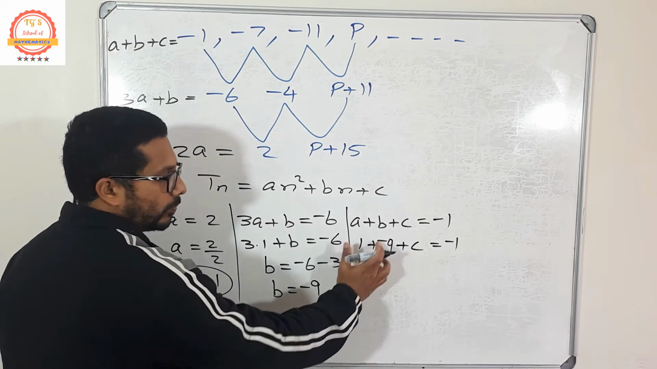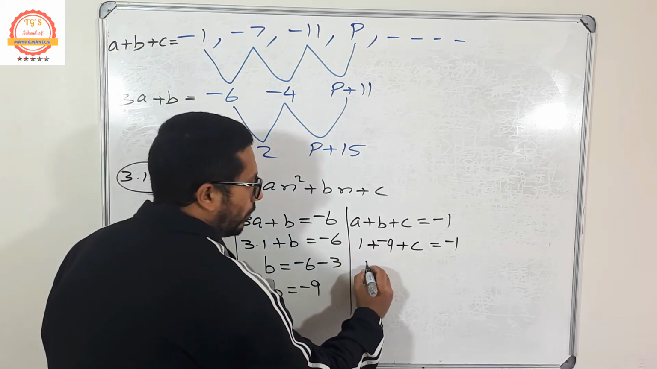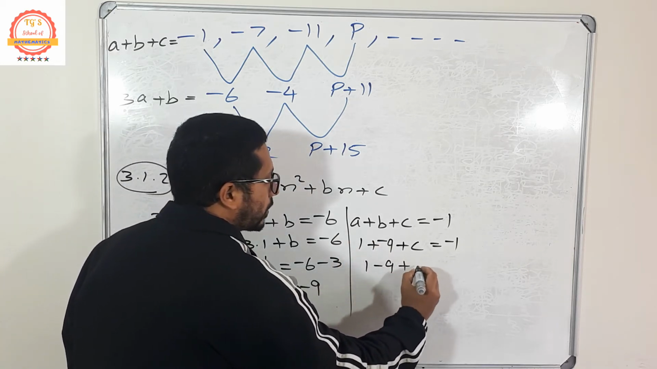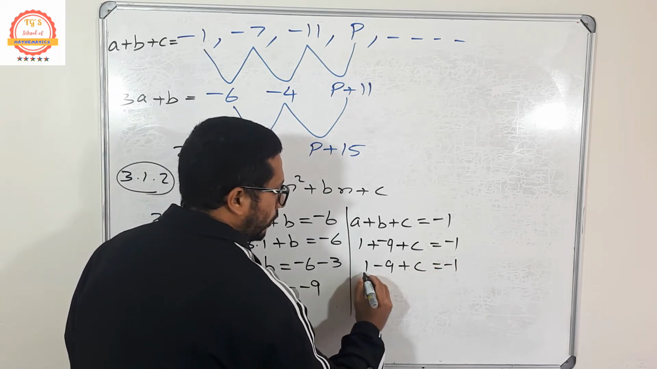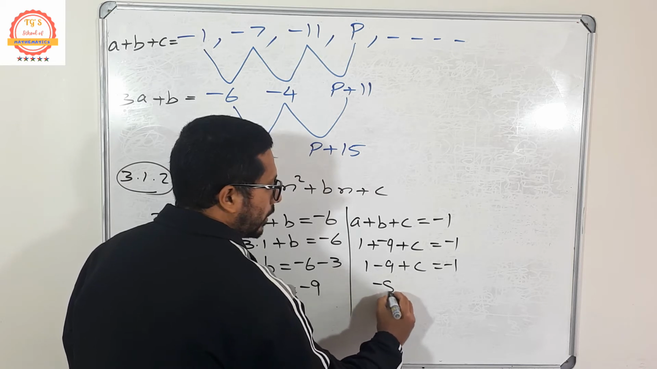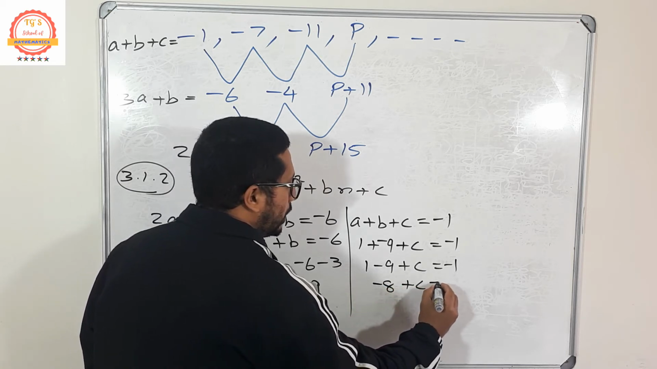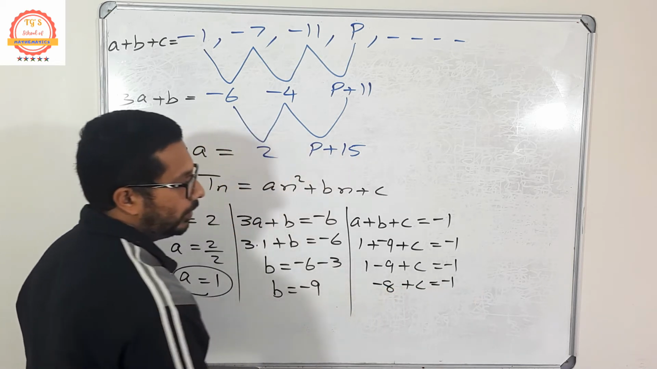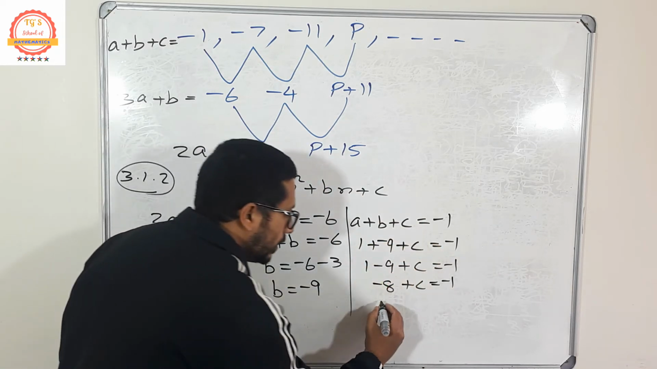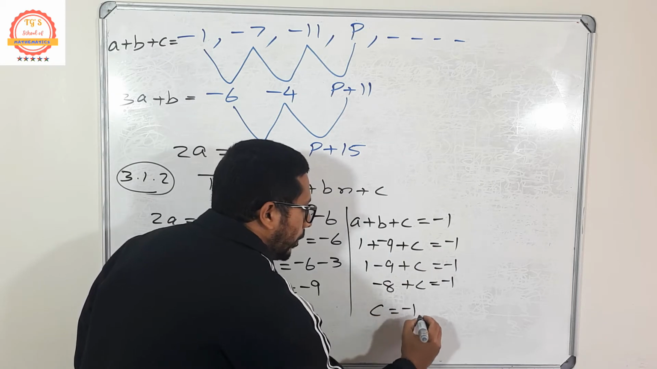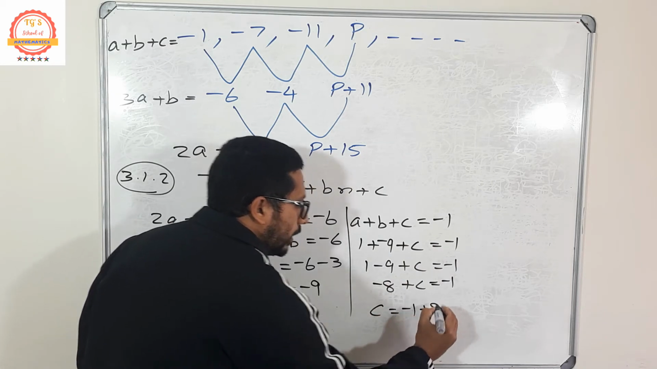So this plus times minus is minus. That means 1 minus 9 plus c is equal to minus 1. So what is 1 minus 9? Minus 8 plus c is equal to minus 1. Then this minus 8 you can take to the other side. So it is c is equal to minus 1 plus 8.